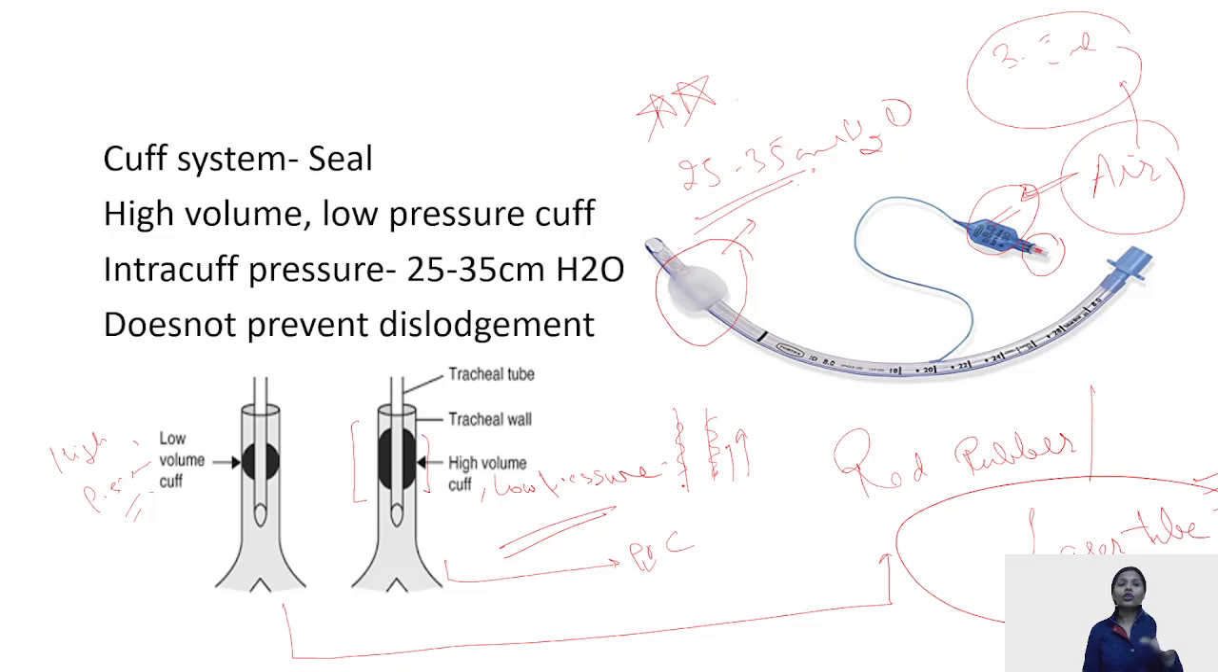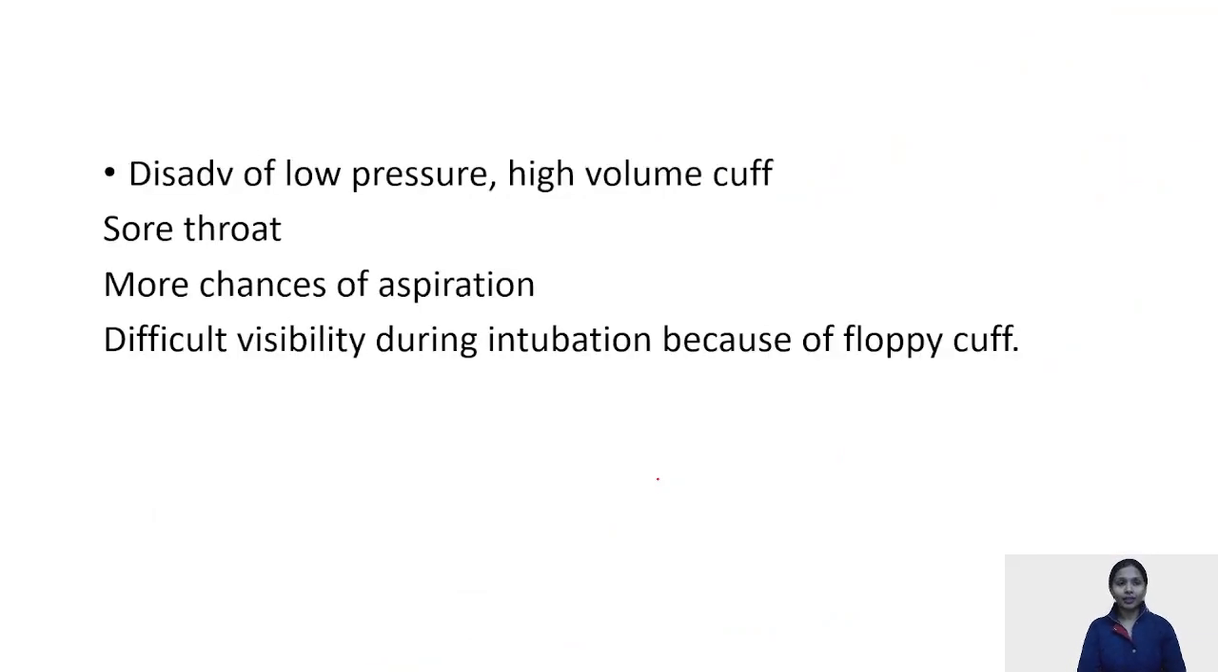Then we have the uses of the cuff system which are asked. First is to prevent the leak and to prevent the aspiration. What this cuff system does not do is prevent the dislodgement of your endotracheal tube. Please remember this. The cuff system is not going to prevent the dislodgement. Done?